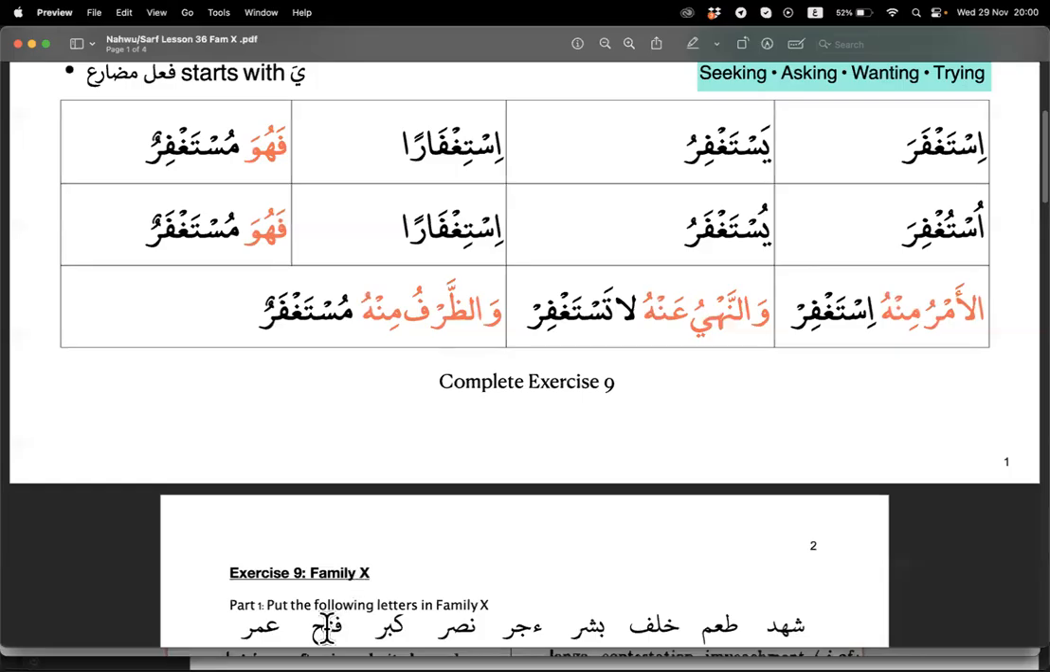Do fataha. Fataha, istaftaha, yastaftihu, istiftahan, fahuwa mustaftihun. Yes, good. Okay, so fataha, what's the root about?